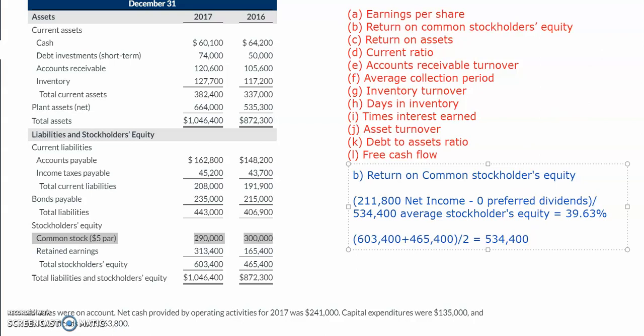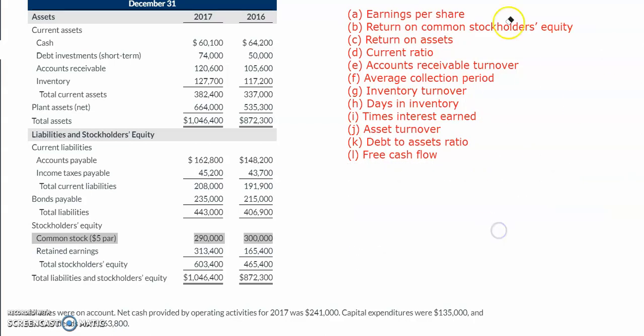Okay. The next ratio that we're going to be doing will be our return on assets. So that's part C. And return on assets, we're also going to be looking at our net income. So this is like another profitability ratio. So our return on assets, we're going to take our net income and we're going to divide that by our average assets.